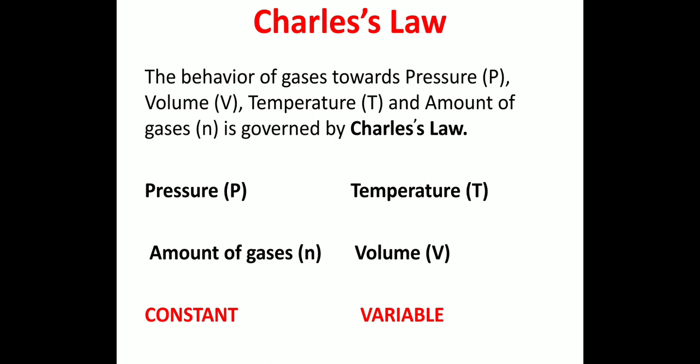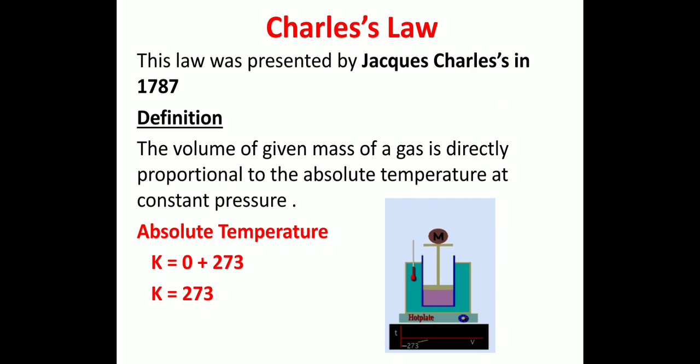The behavior of gases towards pressure, volume, temperature, and amount of gases is governed by Charles' law. Pressure and amount of gases are constant in Charles' law, whereas temperature and volume are variable. This law was presented by Jacques Charles in 1787. The volume of a given mass of a gas is directly proportional to the absolute temperature at constant pressure. Here, the volume of a gas is directly proportional to the temperature if pressure is kept constant.